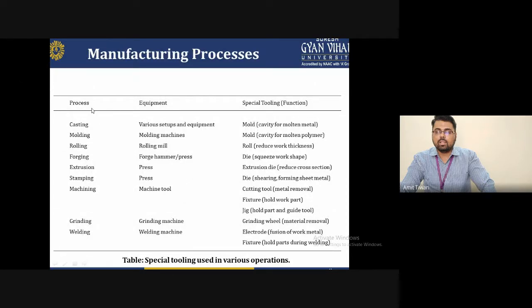I'm just giving you an introduction that there are different types of processes, with the equipment used for each particular process and the special tool we use for it. For example, in the table below, you can see the specific tool used in the various operations. First is the casting process. If you use casting, then various setups and equipment are required, and the mold cavity for the molten metal. So these are the processes, and the type of equipment and special tools we require for performing each operation.